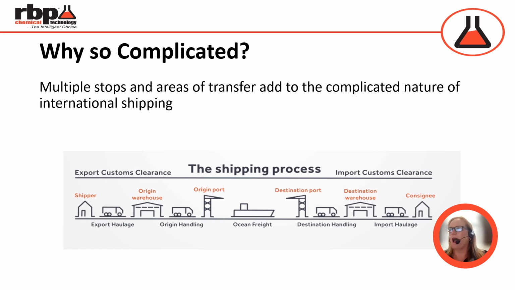You've got different stops. You've got so many different areas of transfer on both sides of the map, whether it's origin here, United States, or at destination on the other side of the pond. There's several different stops. So this definitely outlines why it can be so complicated.